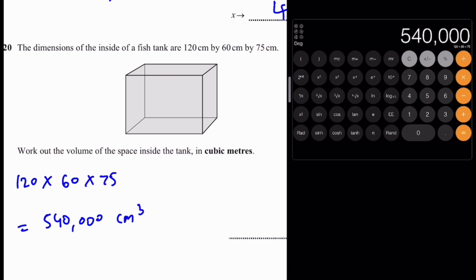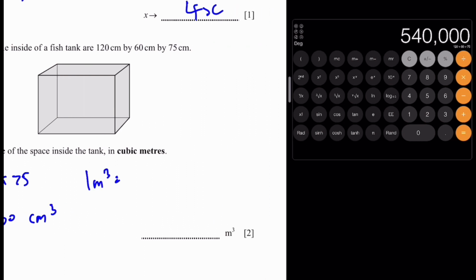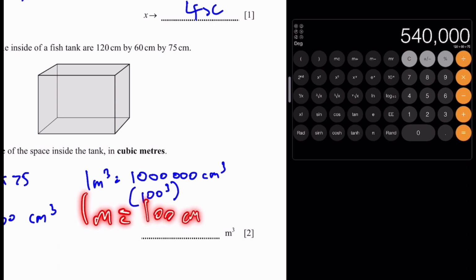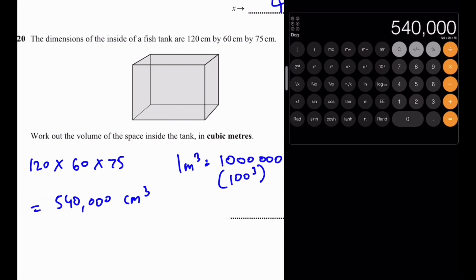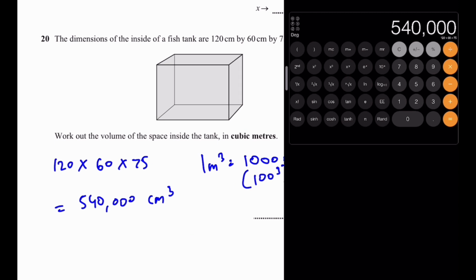That's equal to 540,000 centimeters cubed. Now, 1 meter cubed is equal to 1,000,000 centimeters cubed because that's equal to 100 to the power of 3. Why am I saying 100 only? Because 1 meter equals 100 centimeters. Multiply this by itself 3 times to get cubed because to the power of 3. So now if we take 540,000 centimeters cubed, we have to divide by 1,000,000 to get 0.54 meters cubed. That's the answer.